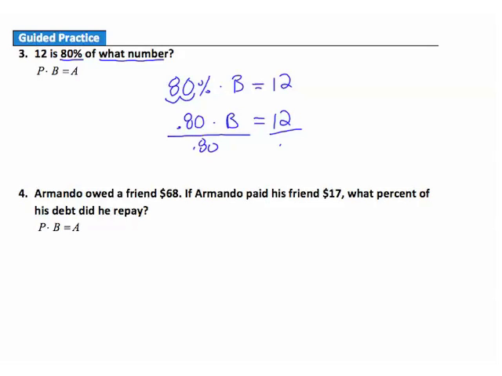Divide the left side by 0.80. Divide the right side by 0.80. Here the common factors of 0.80 divide out and leave us with just b. On the right side now we need to do some calculations. So we're going to take 12 and divide it. Now 0.80 is the same as 0.8, so I'm just going to divide by 0.8.